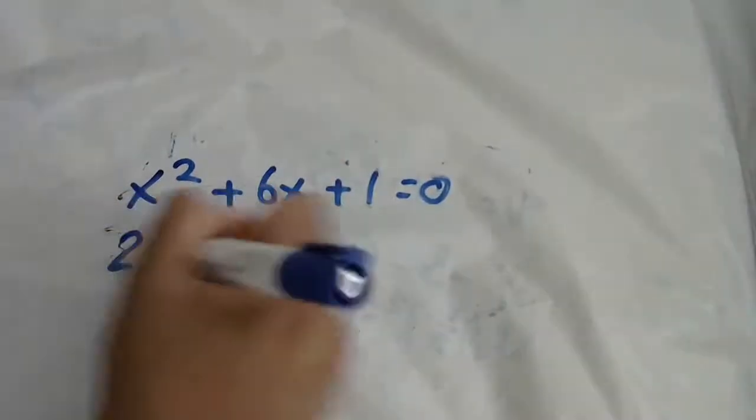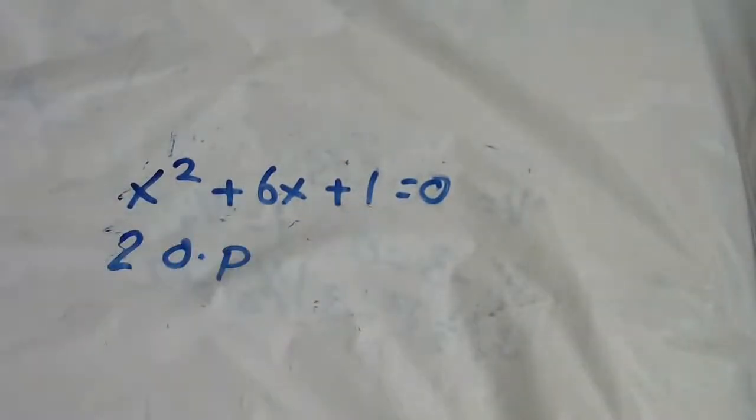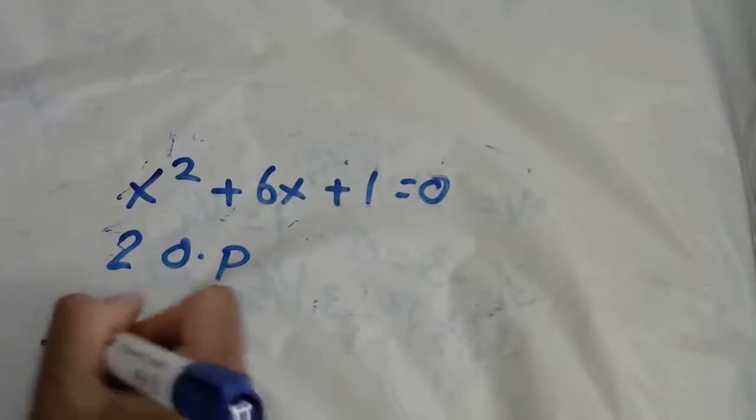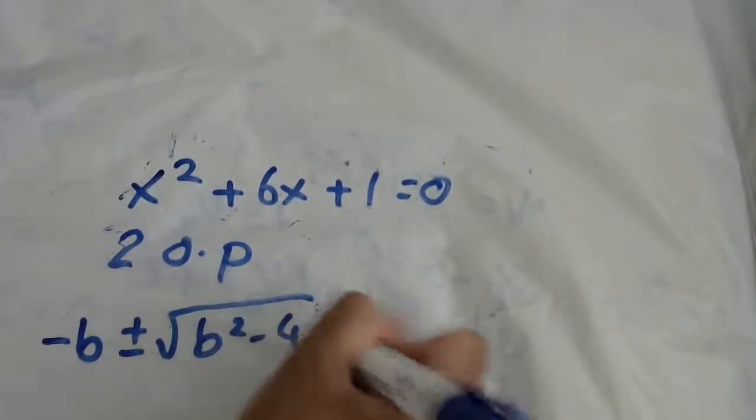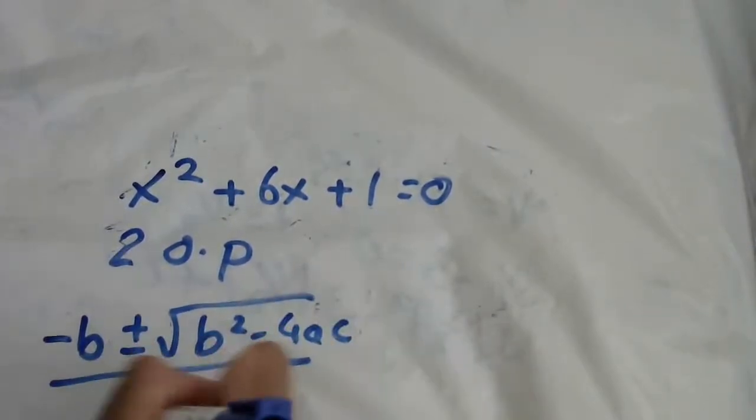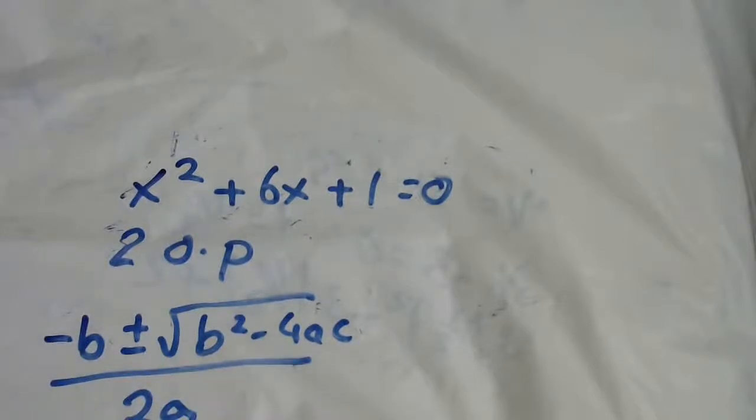to 2 decimal places? Okay, so I want the answers to this equation to 2 decimal places. The formula you're going to use is minus b plus or minus the square root of b squared minus 4ac all over 2a. All right, so that's your formula, and there's up to 2 solutions. Okay, so b squared minus 4ac, yeah, all right.